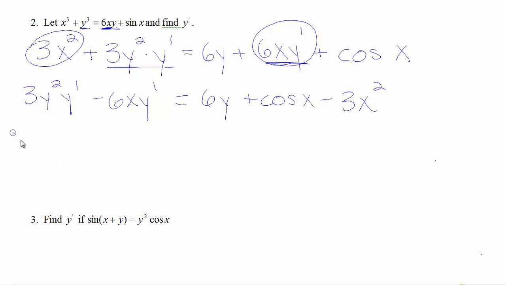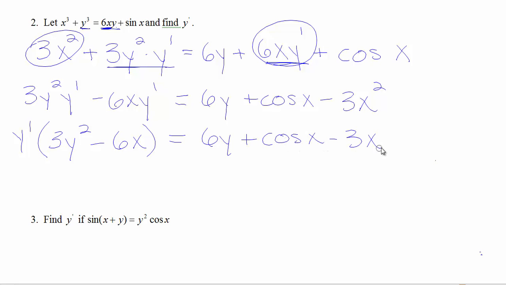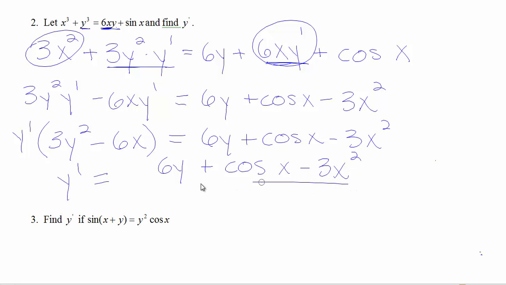So now I can factor the y prime out of these two terms, because I want to solve my derivative for y prime, plus cosine of x minus 3x squared, and now I can divide by 3y squared minus 6x to get my final answer. So even though we're not finding the derivative as y equals, we want our answer to be y prime equals. And that would be my answer. Okay, it's just long and messy, but that's it. Let's try another one.